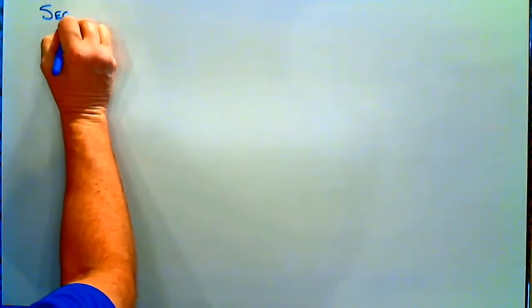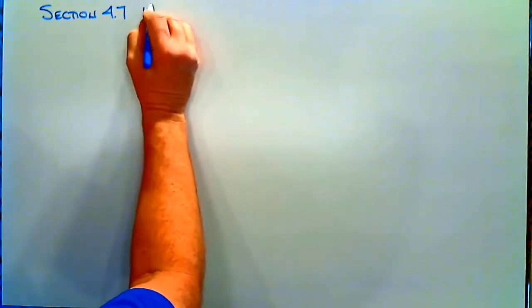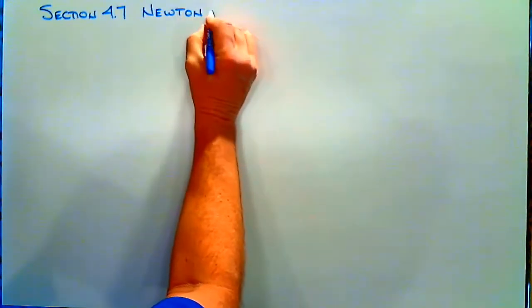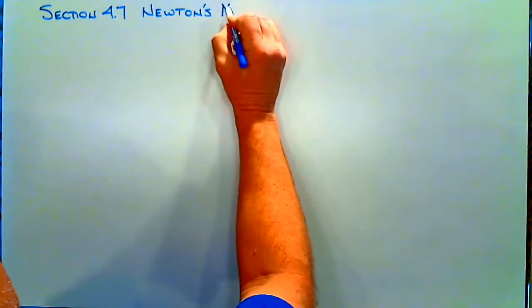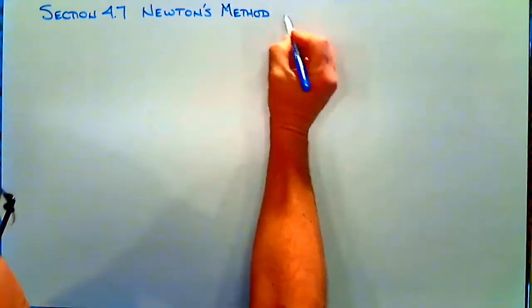Okay, today we're going to talk about section 4.7. Section 4.7 is Newton's method. This is a continuation of our journey through the applications of the derivative. What can the derivative do for me? What is there out there that justifies me spending all the time I spent learning this magical thing called the derivative of a function? And today we're going to talk about Newton's method.